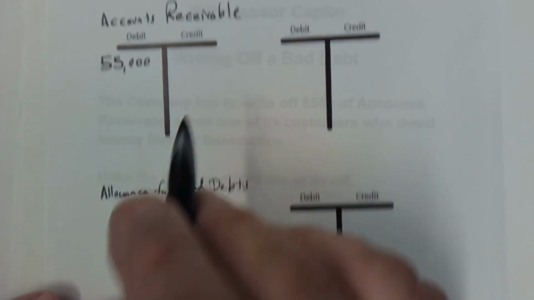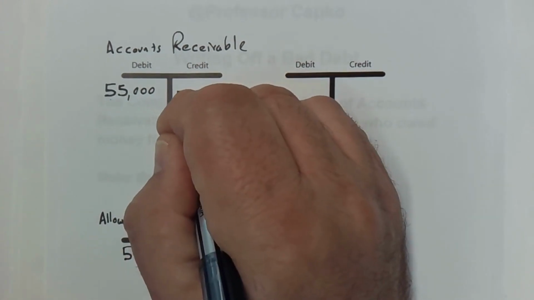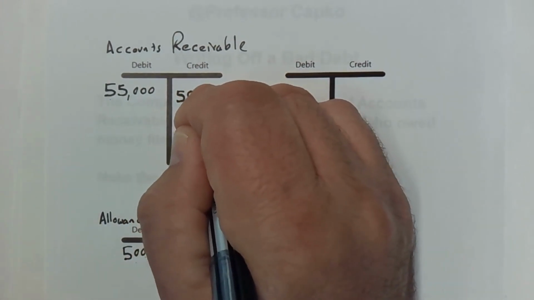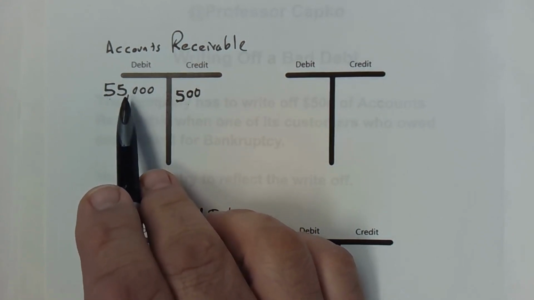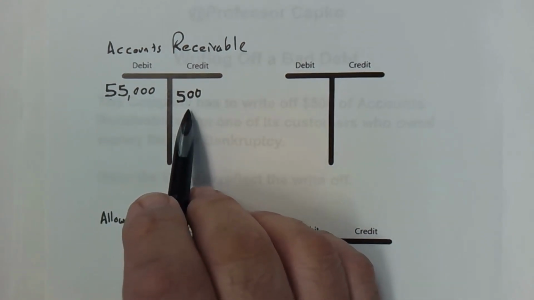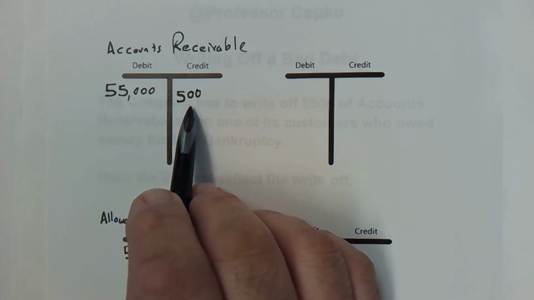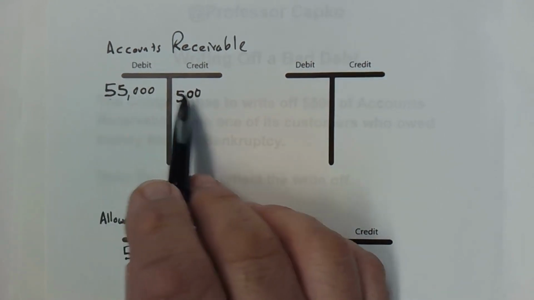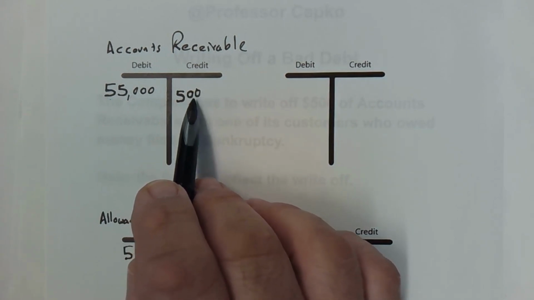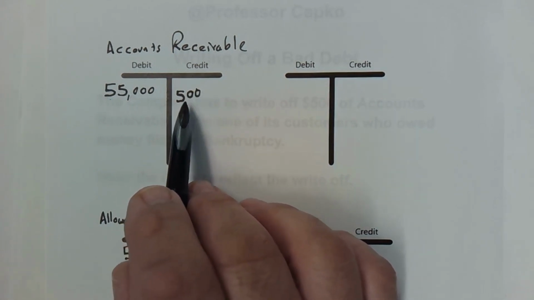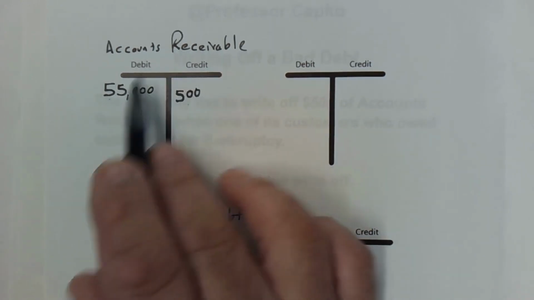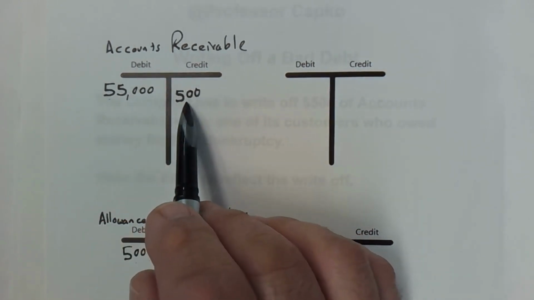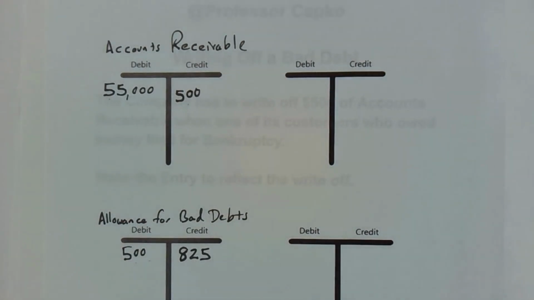So we are at the same time crediting our accounts receivable for that same $500. In other words, we're reducing the amount that we're expecting to receive by $500. And if there were individual accounts in your accounts receivable, you would actually do the credit to the account for the actual customer that filed for bankruptcy. But in this case, I've got a general accounts receivable, so I'm just going to credit that account.